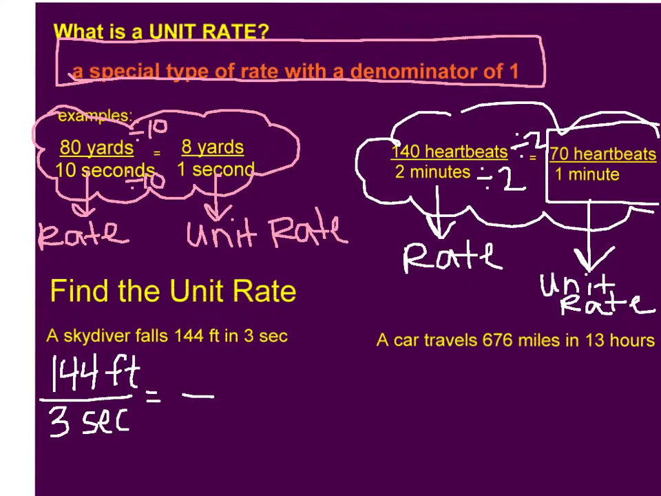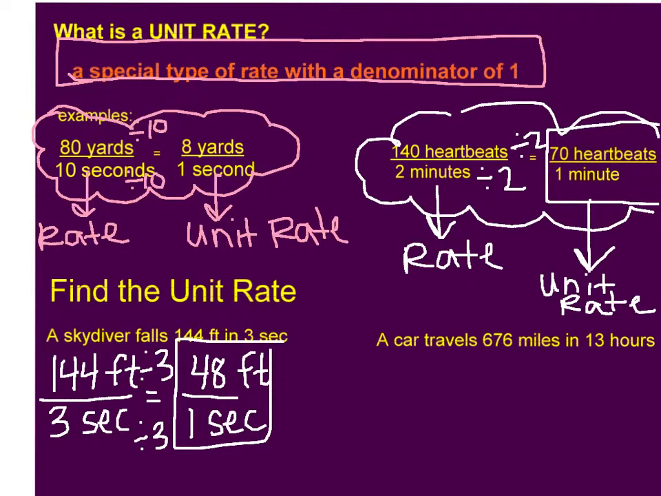And now we're going to find the unit rate. So I know I need 1 second in the denominator. Notice that I already write that. And the math of that is just dividing it by 3. 3 divided by 3 is 1. So 144 divided by 3 gives us 48 feet. And we box out, that is our unit rate.